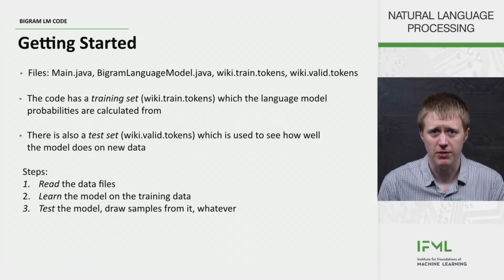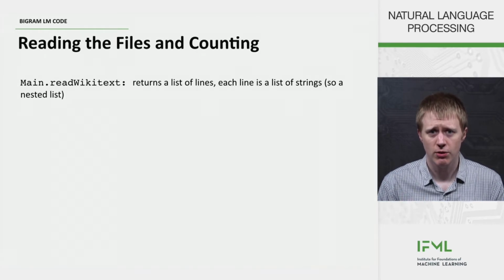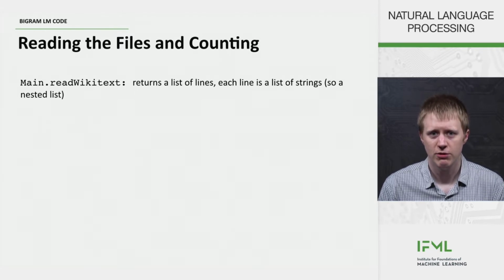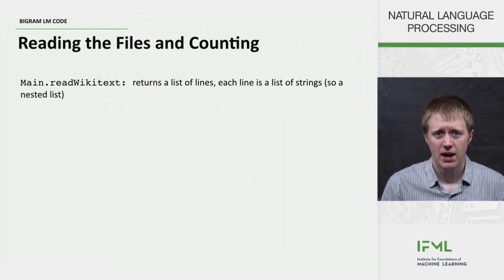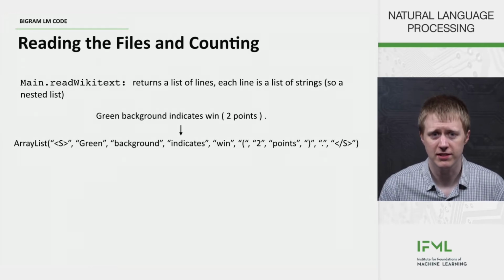So I'm mostly going to talk about these first 2 steps. You can look at the code and follow along, but we're going to go through it mostly at a high level because you're not going to be modifying this stuff too much. For the file reading, in Main, there is a readWikiText method, which returns a list of lines, and each line is a list of strings. Each line is from the file, so if you open those data files and look at what's in them, you'll see things like this.